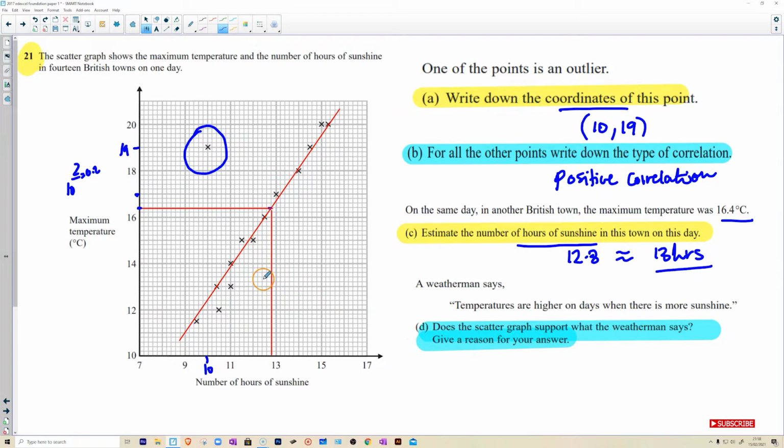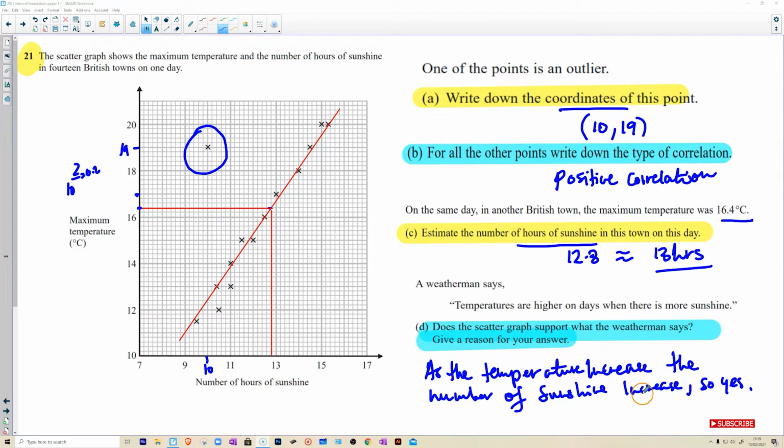Of course it does support, because we did say earlier on, when the temperature increases, we have more hours of sunshine. So as the temperature increases, the number of hours of sunshine increases. So yes, the weatherman is right.